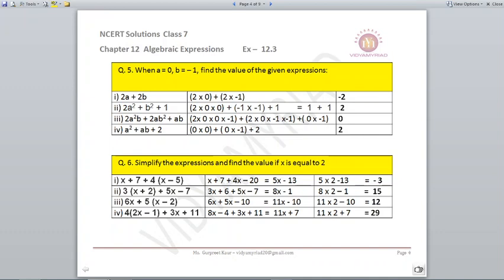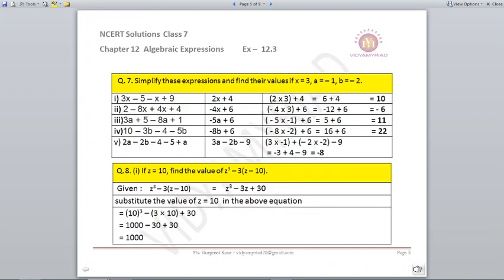Lastly, 4 into 2x minus 1 plus 3x plus 11. So 4 into 2x, 8x. 4 into 1 is 4, but sign will be of minus, plus 3x plus 11. So 8x plus 3x is 11x. Minus 4 plus 11 gives you 7. Value of x is 2. 11 into 2 is 22. 22 plus 7 gives you answer as 29.